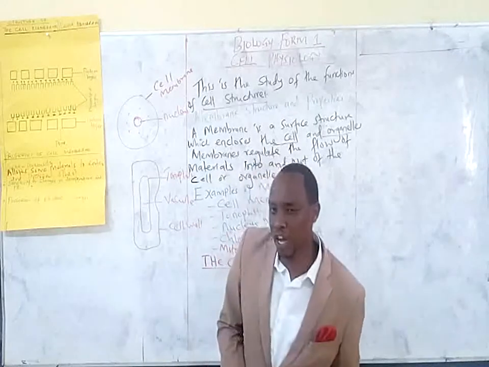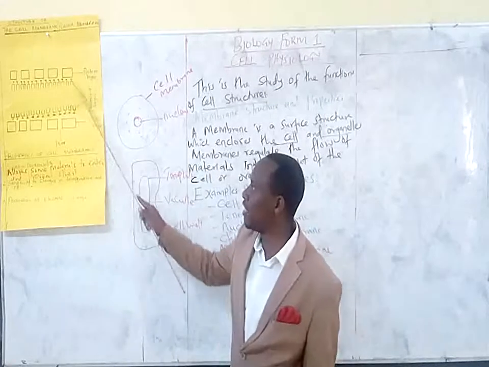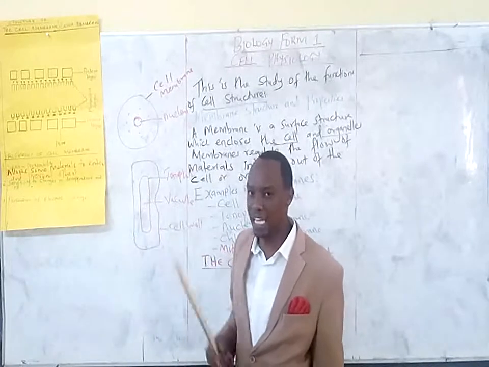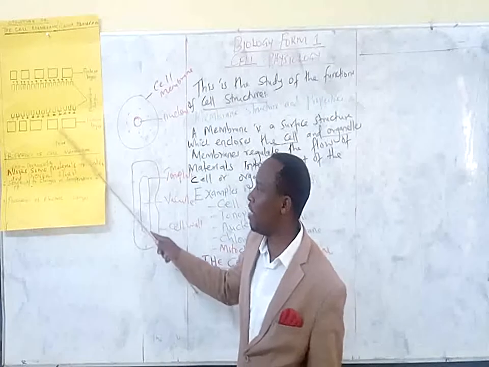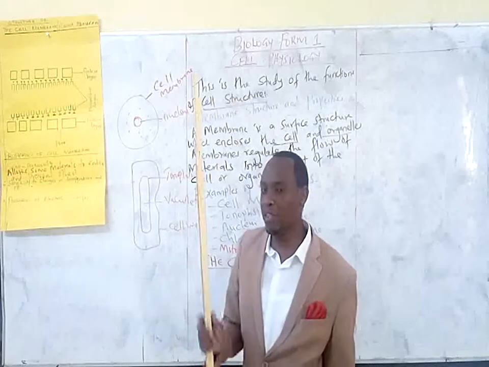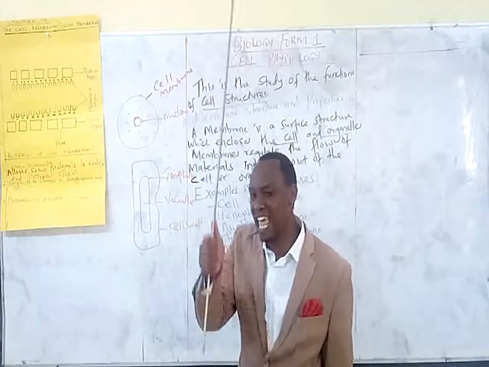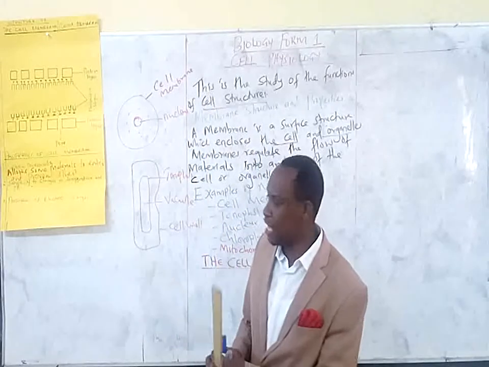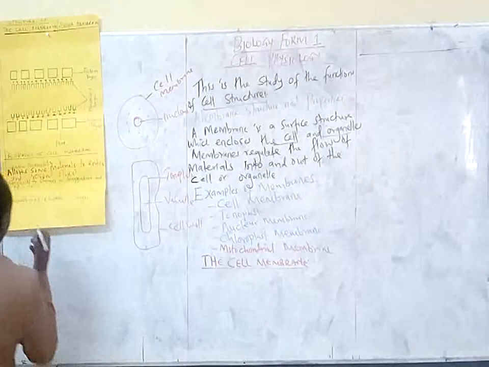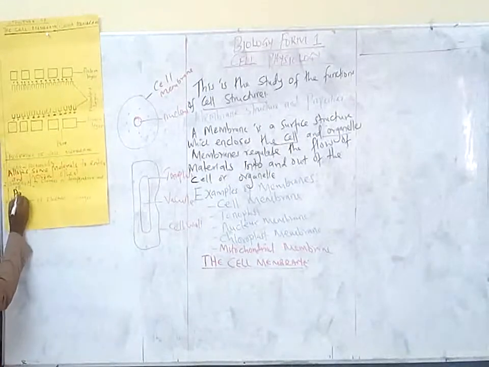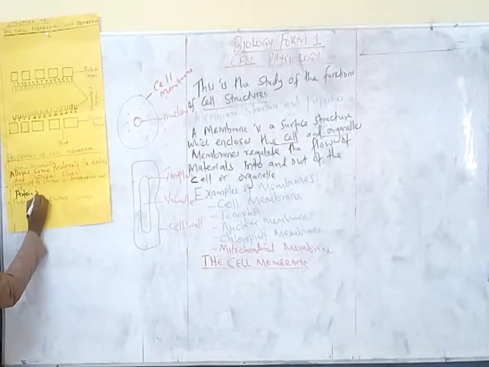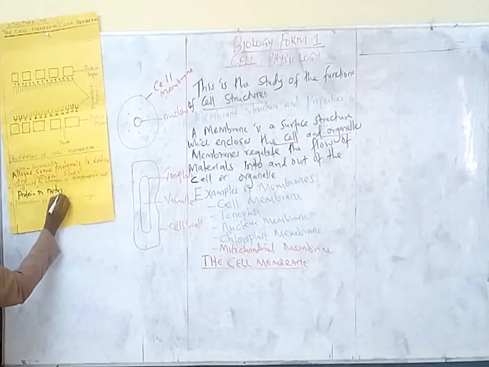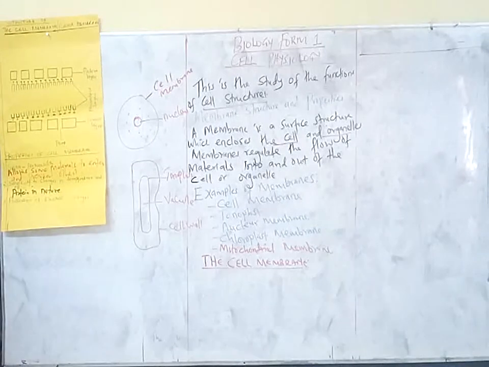So too low pH or too high pH interferes with the working of the protein layers, which also interferes with the pore sizes, which interferes with the movement of substances in and out of the cell. So we say here, it is because they are protein in nature. That is why they are sensitive.